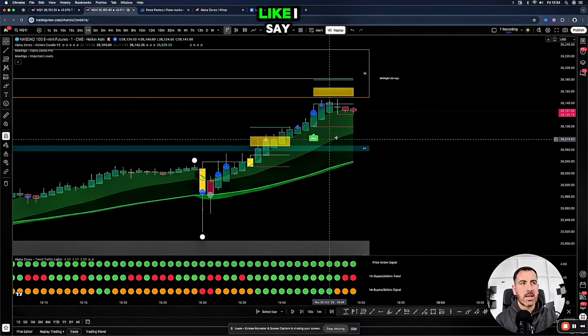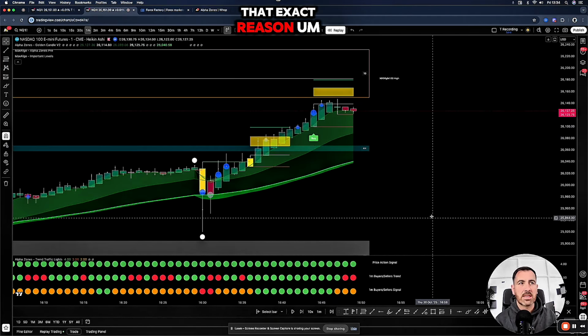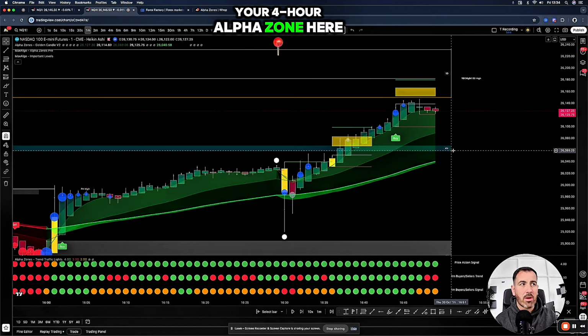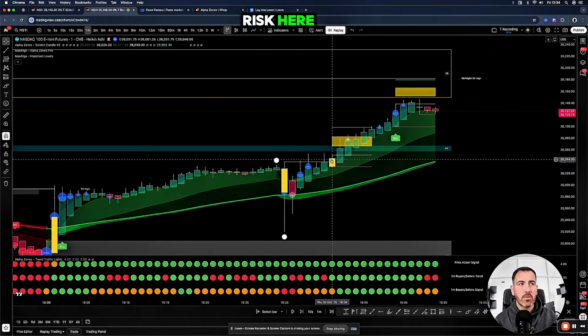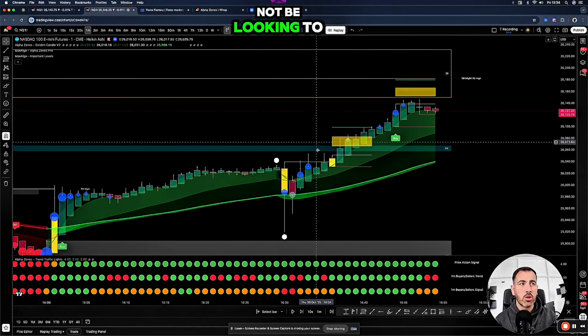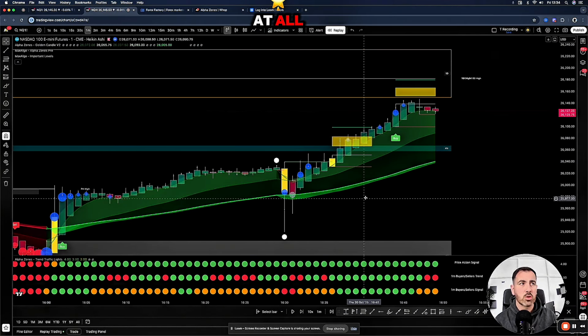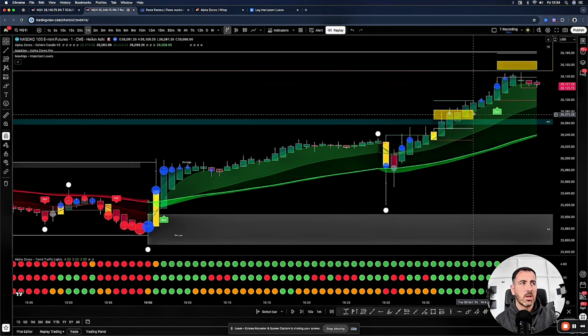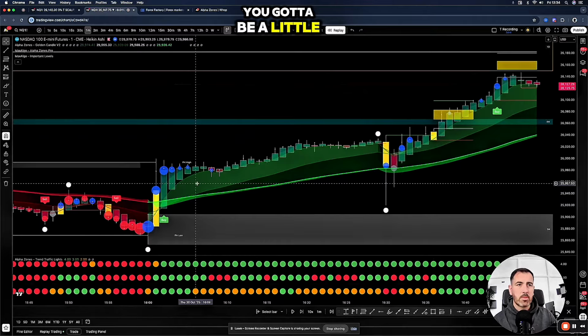So again, like I say, I wouldn't be taking this signal for that exact reason. And again, you've got your 4-hour alpha zone here. There is a little bit of a risk here because this is going straight into a 4-hour. So I, again, would not be looking to take these trades here at all because there is risk. And yes, we're bullish, but as I say, you've got to be a little bit careful.